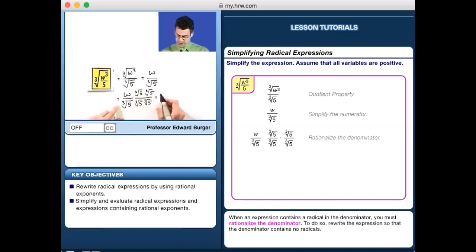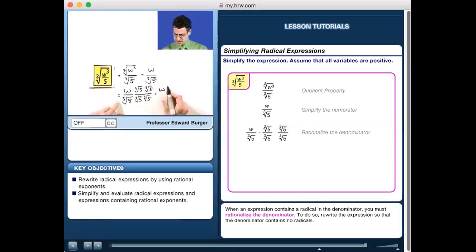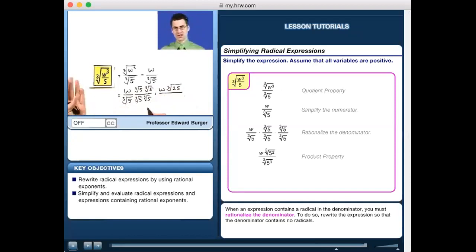And now I can use the properties of roots again to write this as just one root, the root of 5 times 5, which is 25. And then here, what do I have? Here I have the third root of 5 times 5 times 5, which is 5 cubed. The cube root of 5 cubed is just 5. It's exactly what I wanted.